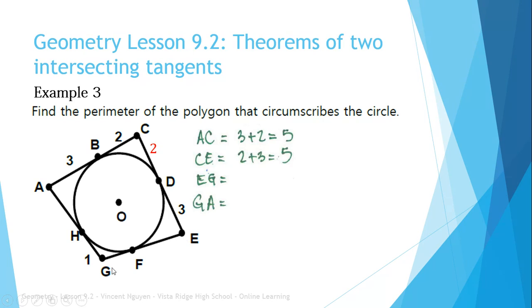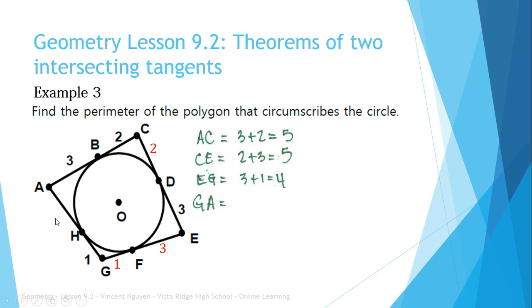Same thing for EG. If we want to find EG, we have to know EF and we have to know FG. Well, EF is the same distance as ED because they are tangents and they meet at the same point. According to the theorem, they are equal to each other. So EF is 3. And you can use the same thing for FG. FG is the same as HG. So that's 1. So the whole segment for GE would be 4.